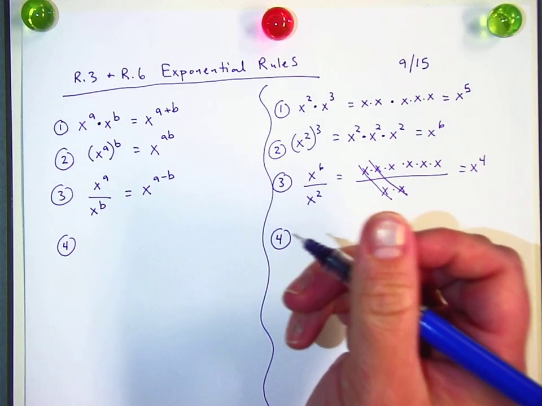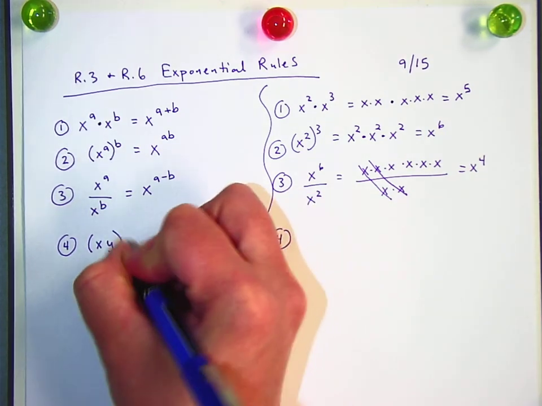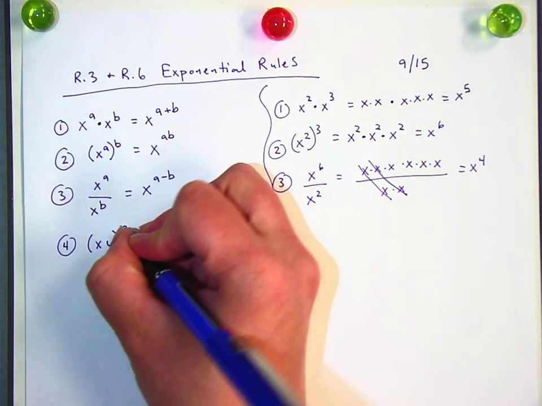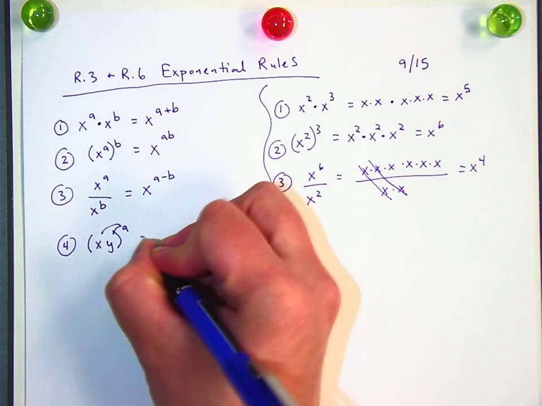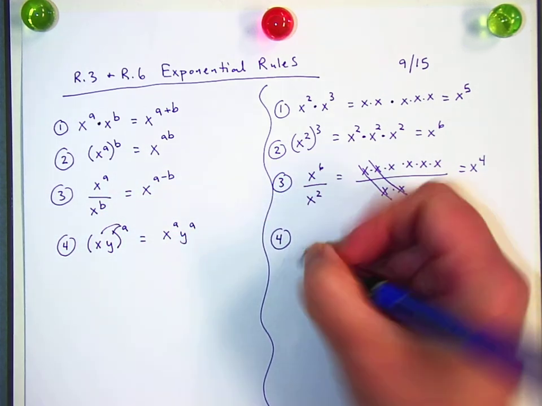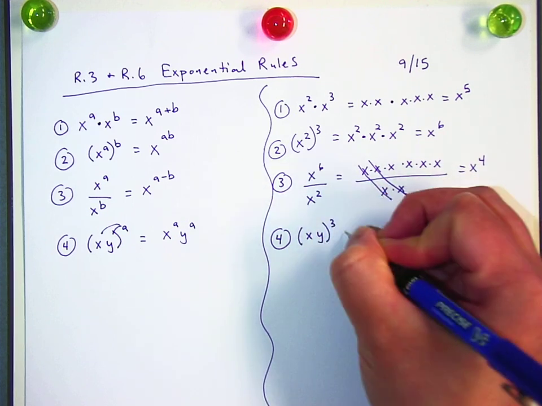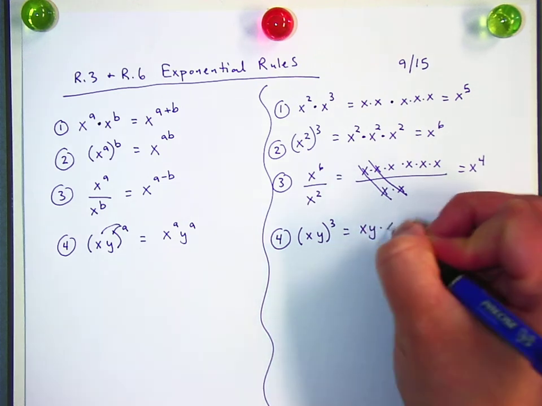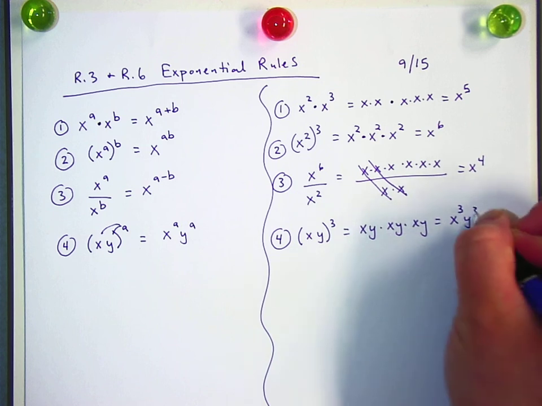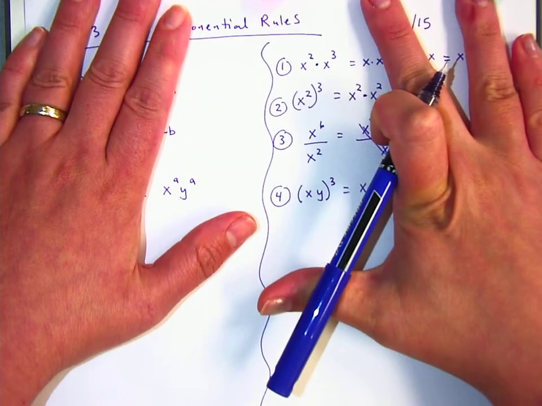All right, you can also have something like this. You've got 2 variables on the inside and a power on the outside, and the power goes to both of them. It distributes to both of them. So it'd be x to the a and y to the a. For example, if I had xy to the third, then that would be xy times xy times xy, which is x to the third, y to the third, because there's 3 x's and 3 y's. All right, only 8 rules.